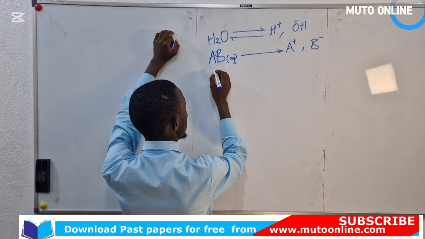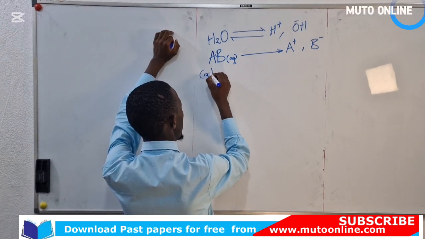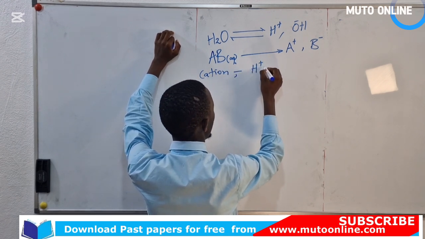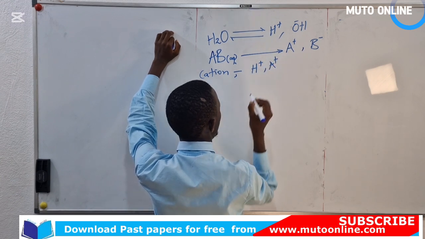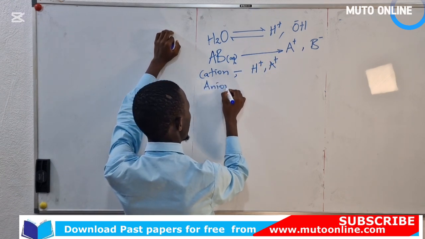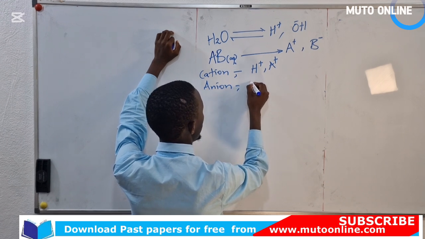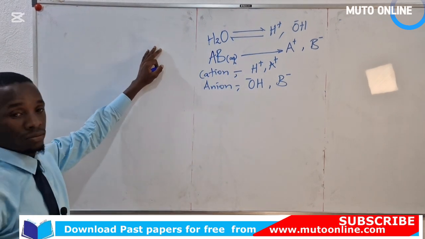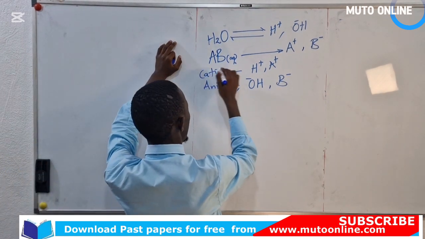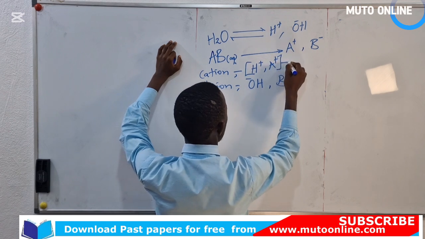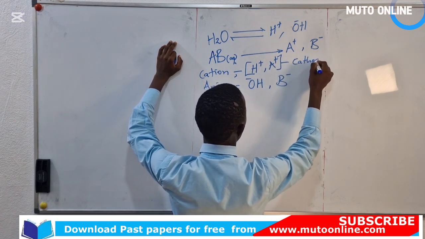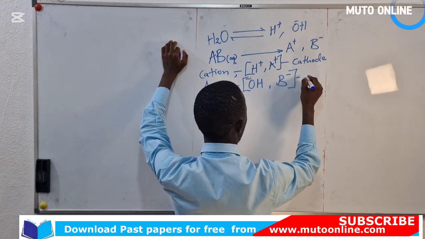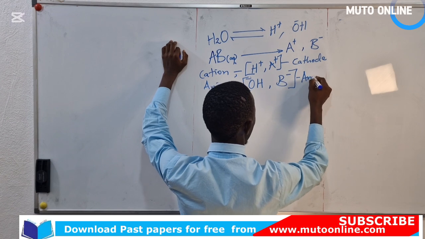It means that the cations we have in this electrolyte are hydrogen and A. And the anions we have in this electrolyte are the hydroxide from the water and B. This means that the cations will migrate to the cathode, or the negatively charged electrode, and the negatively charged ions will go to the positively charged electrode, which is the what? The anode.